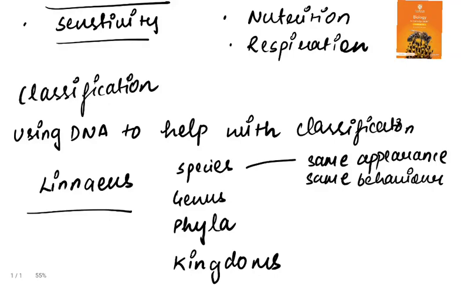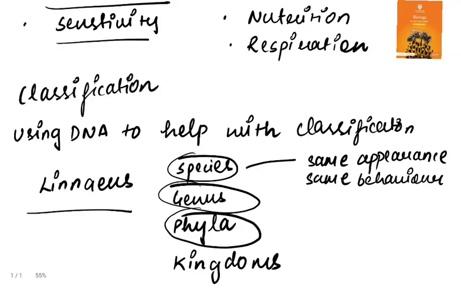The species are grouped into larger groups. Species grouped into a larger group is known as genus or genera. Each contains several species with similar qualities. Several genera are then grouped into families, families into classes, classes into phyla, and phyla into kingdoms.